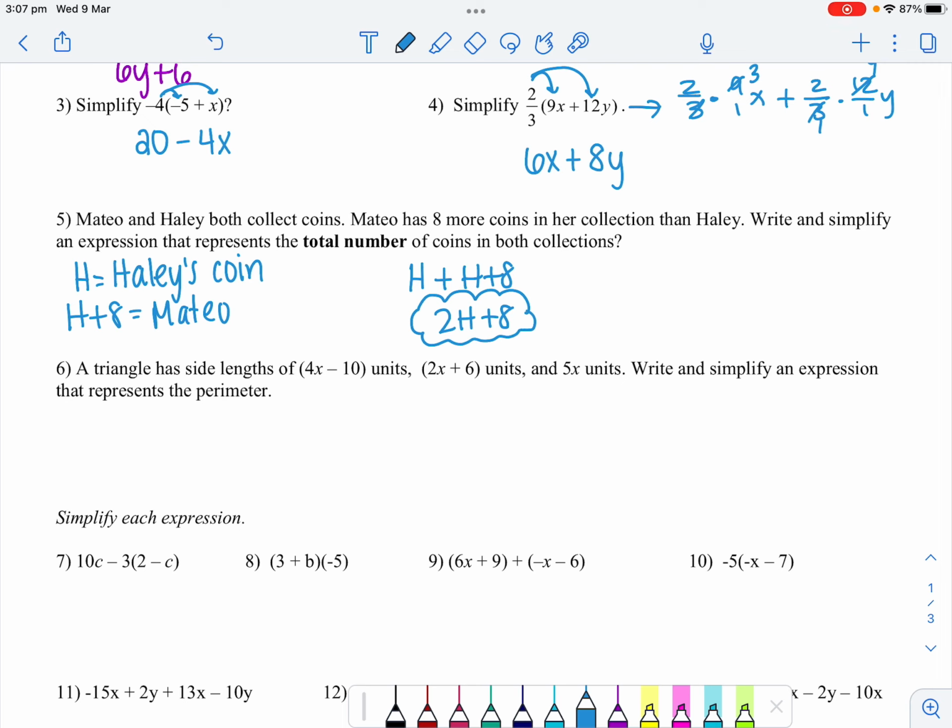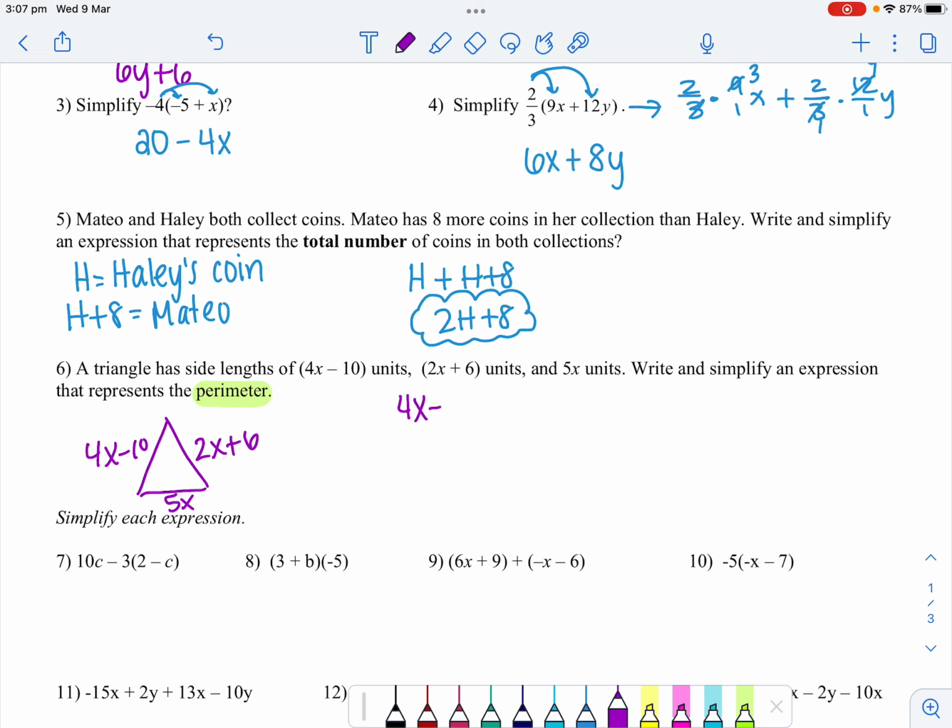Number 6 says that a triangle has side lengths of 4x minus 10, 2x plus 6, and 5x units. Write and simplify an expression that represents the perimeter. So I'm going to draw a picture of a triangle. So 4x minus 10, 2x plus 6, and 5x. And to find the perimeter, I'm going to add them all together.